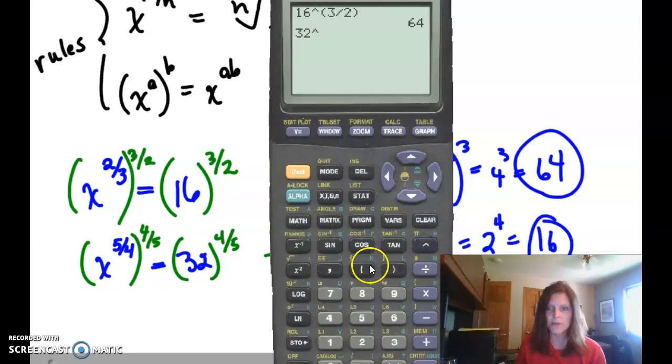We can do the other one the same way. 32 raised to, again, parentheses, 4/5, and enter. Boom, 16. Right? So let me know if you have questions.